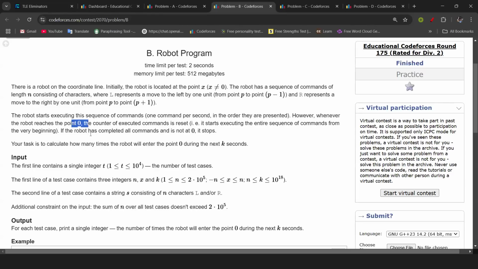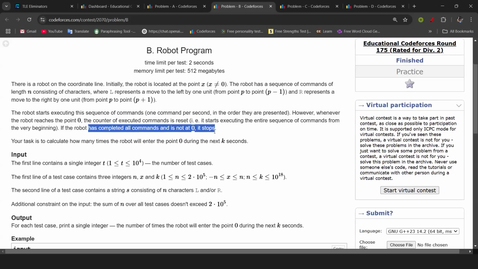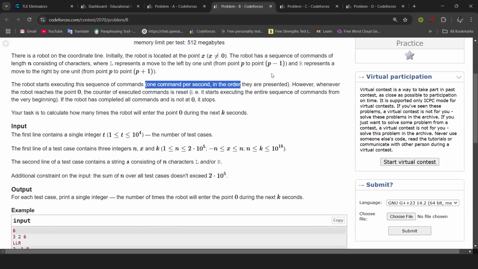Okay, and then if the robot has completed all the commands and it is not at 0, then it just stops there, stops executing any more commands. It remains there. Okay, and one command is executed in 1 second. So one command per second. So you need to calculate how many times the robot will enter the point 0 during the next k seconds. In the first k seconds, you need to find how many times the robot would be at point 0.